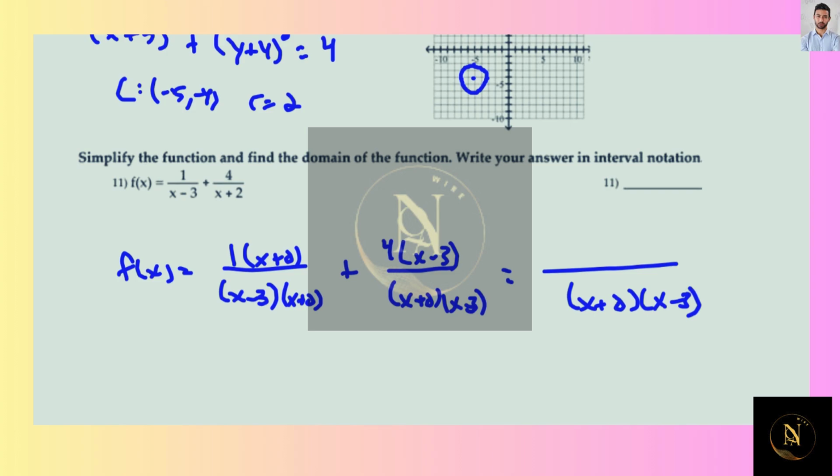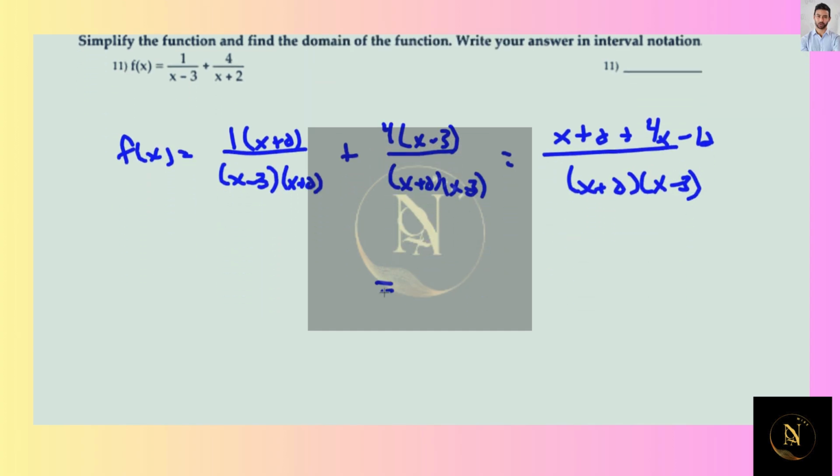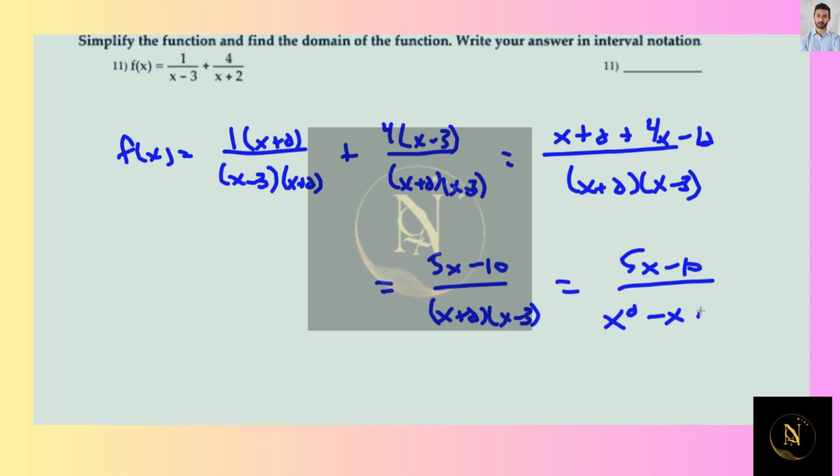And the numerator would be x plus 2 plus 4x minus 12, distributing the 4. And we can think of that as 5x minus 10 over x plus 2 times x minus 3. Or if you want to multiply that out, not a big deal, that's x squared minus x minus 6.